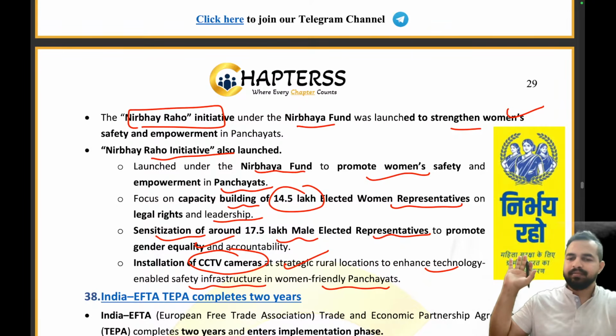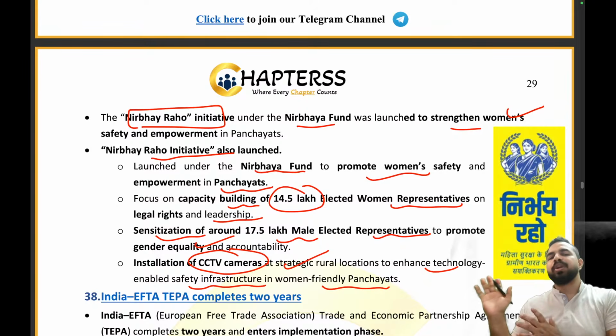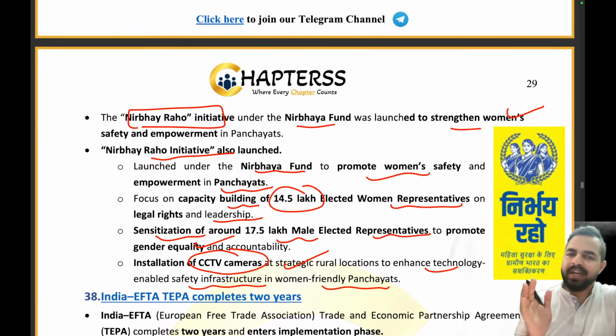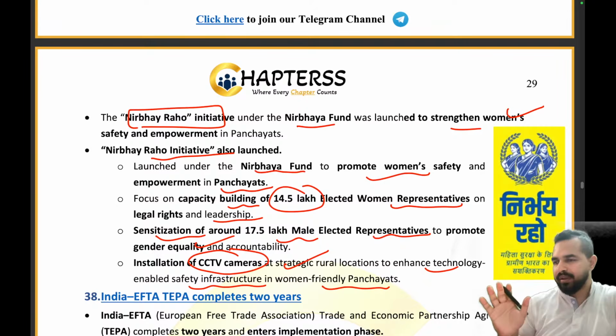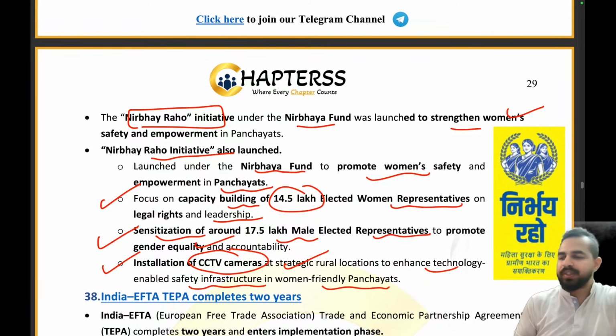Clear everyone? Everybody able to understand this article? Nirbhaya Raho basically states that all my dear girls, please be fearless. You're not required to have any fear of anything, right? So under the Nirbhaya Fund, the Nirbhaya Raho initiative was launched, where we focused on 3 areas: capacity building of the women representatives, sensitization of the male elected representatives, and installation of CCTV cameras. Clear?